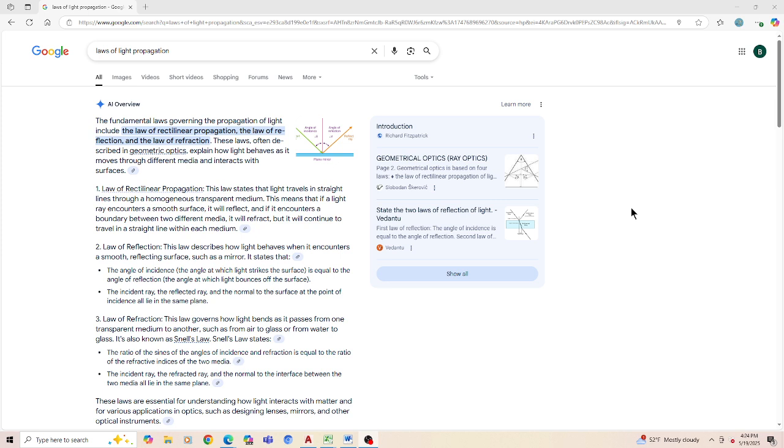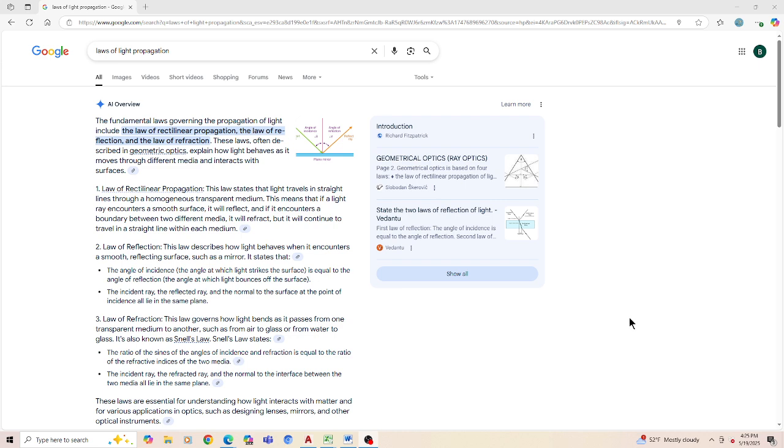So, this one is regarding the laws of light propagation. Propagation is, of course, how light travels, how it moves. It is the fundamental laws governing the propagation of light, including the law of rectilinear propagation, the law of reflection, and the law of refraction. These laws, often described as geometric optics, explain how light behaves as it moves through different media and interacts with surfaces.